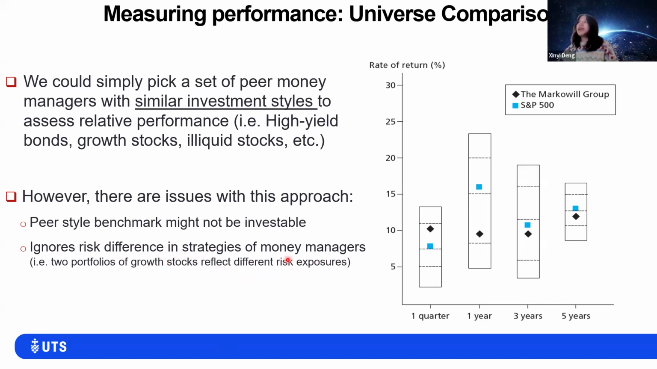And if we do not really have comparable risk levels between managers, then those rankings are meaningless. So as a result of this drawback, the universe comparison method is a good starting point, but it can be misleading.